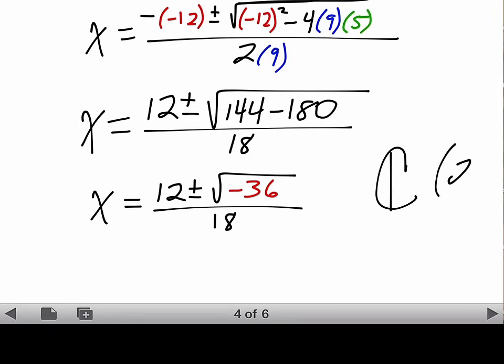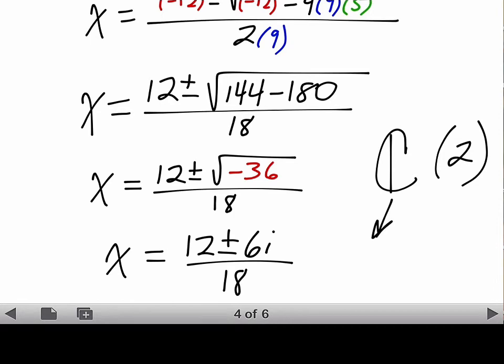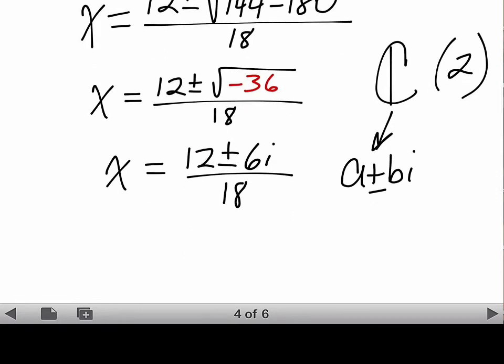And complex solutions always come in pairs. X is equal to 12 plus or minus, now that's square root of negative 36, that's a 6i, all divided by 18. And whenever we have complex solutions, this is just a math thing, you've got to deal with it. We're going to want that answer in a plus bi form. A plus or minus bi form is fine, but it's technically referred to as a plus bi form. In other words, if you see i's, split the fractions.